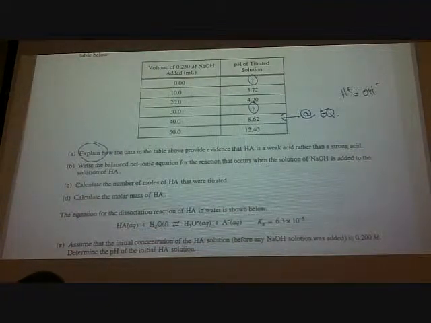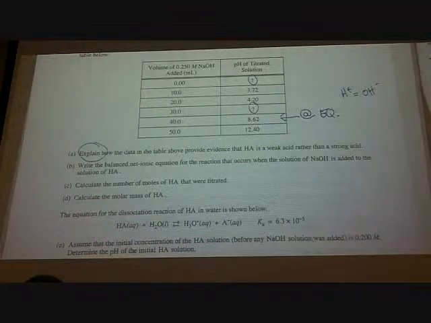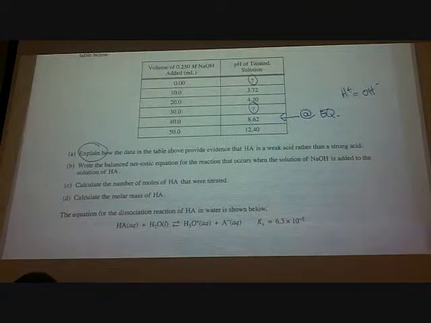Calculate the number of moles of HA that were titrated. Could we figure out the moles at the equivalence point and maybe subtract it from the total number? Well, let's start with the first thing you said. Let's start with the moles at the equivalence point, all right? So we need to figure out how many moles we started with.